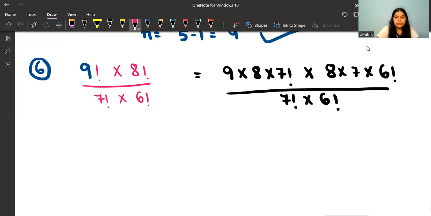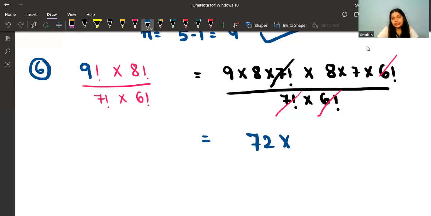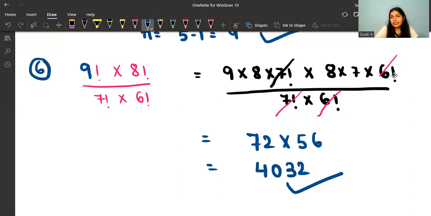Now here, of course, the 7 factorial will get cancelled. The 6 factorial will get cancelled. So what are we left with? We are left with 9 times 8, that is 72, and 8 times 7, that is 56. Now if you simplify this, of course, you know how to do this. So 72 times 56, if you multiply, you will get the answer 4032. That's the answer. So this is the answer for the sixth one. Now let's move to the seventh question.